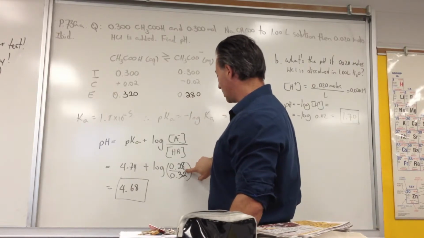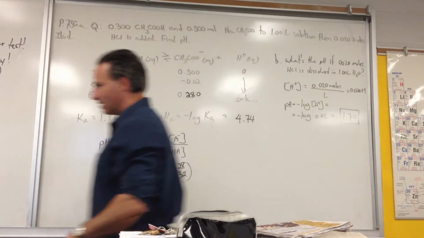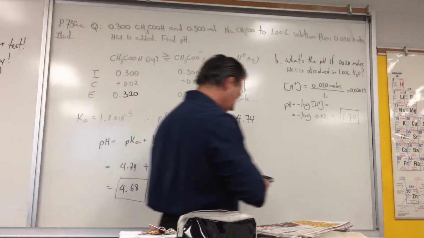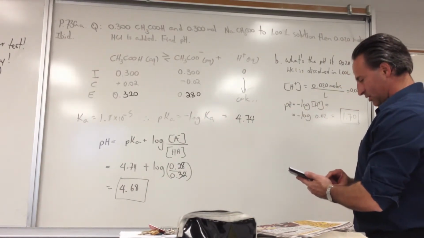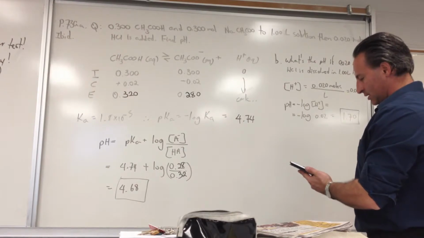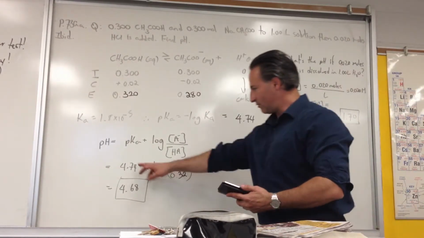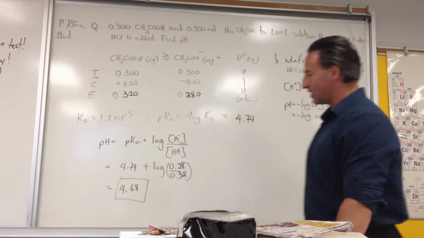And then when you enter the quantities in, it'll be the log of 0.28 over 0.32. Let's just double check that before we continue. The log of open bracket 0.28 divided by 0.32, close the bracket, gives you a negative value. Right, so it decreases the number from 4.74, which is the pKa of acetic acid. It will bring the pH down to 4.68.